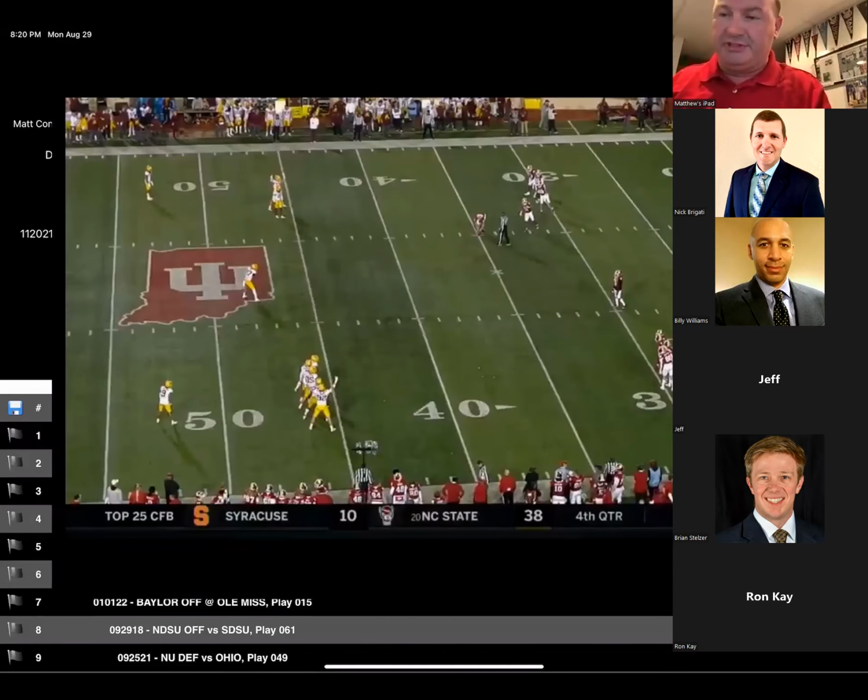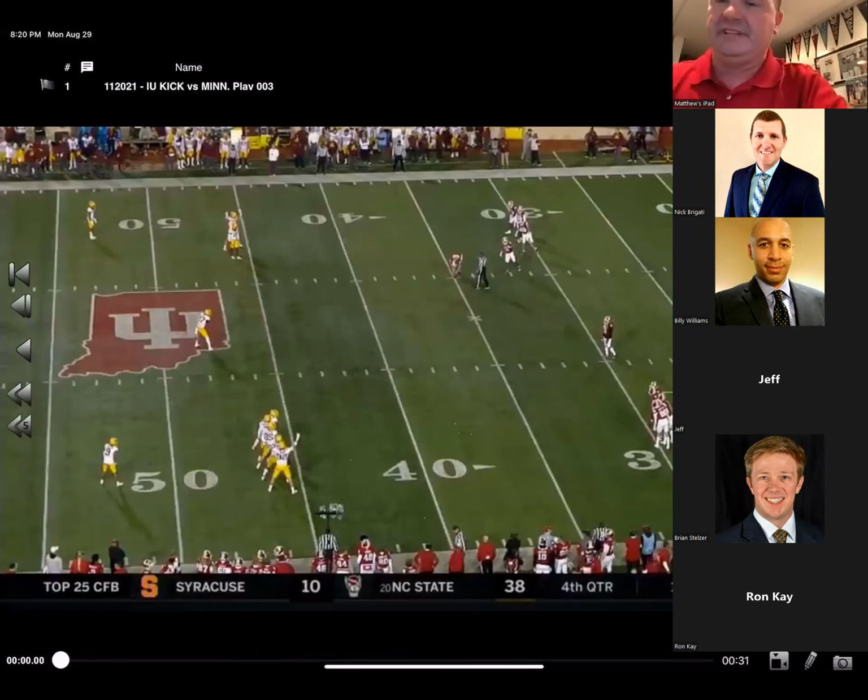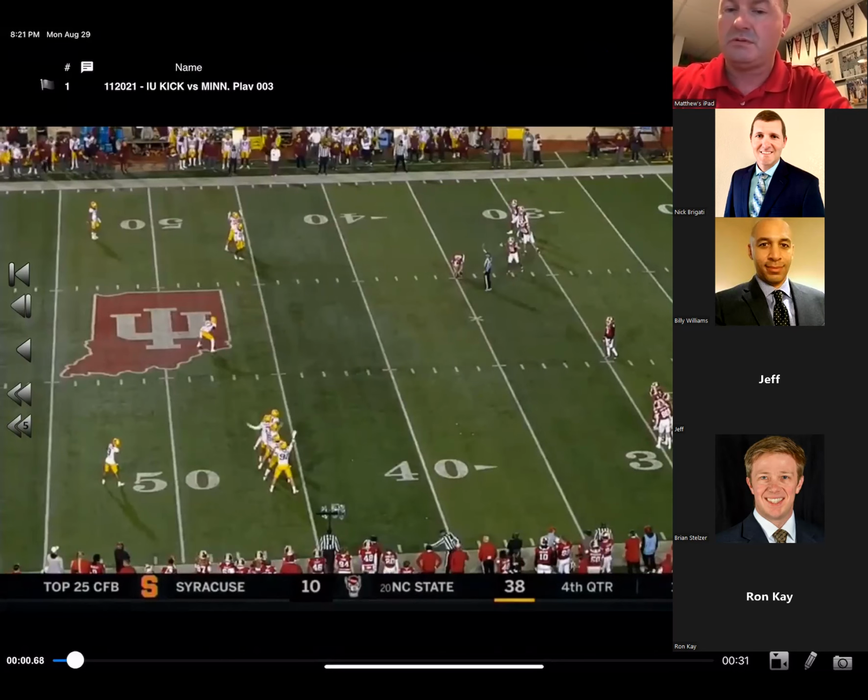So the first one, this is a free kick play, and this is specifically a teammate player that goes out of bounds and doesn't touch the ball. So the non-reviewable part of it is the fact that the player that goes out of bounds, if they never touch the ball, it's not reviewable by replay. They have to touch the ball.